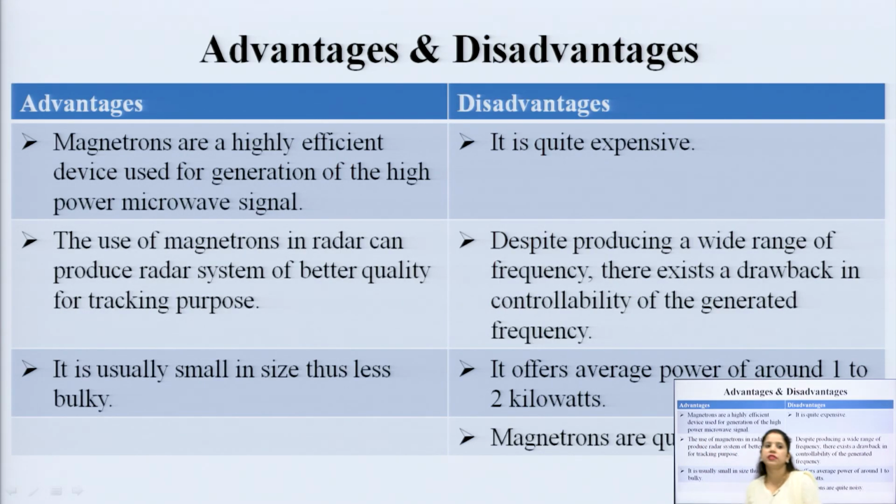Now comes the advantages and disadvantages of the magnetron. Magnetron is a highly efficient device used for generation of high power microwave signals. The use of magnetron in radar can produce radar systems of better quality for tracking purposes, and it is usually small in size, thus less bulky. The disadvantage: it is quite expensive. Despite producing a wide range of frequency, there exists a drawback in controllability of the generated frequency. Third, it offers average power of around 1 to 2 kilowatt, and magnetrons are very noisy.